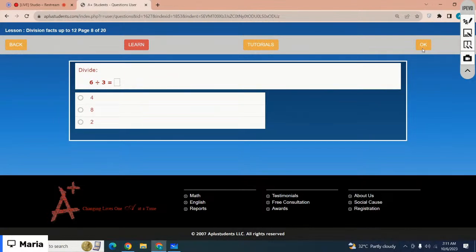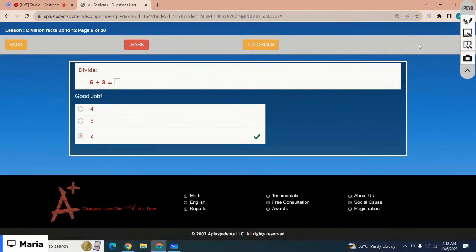4 8 2, which option is the correct one? The correct option is 2. 3 times 2 makes 6, so the correct option is 2.